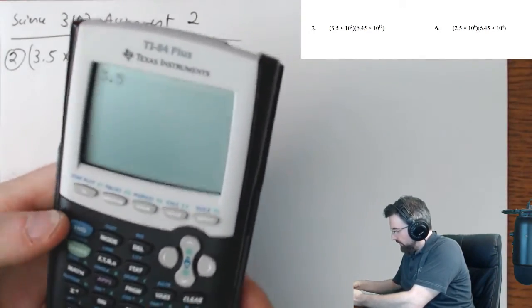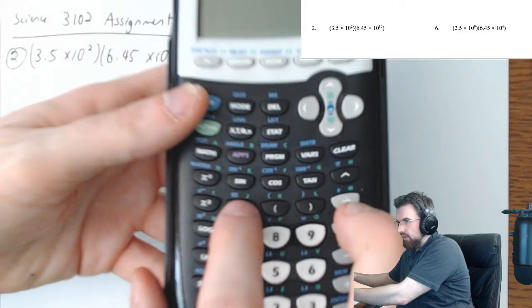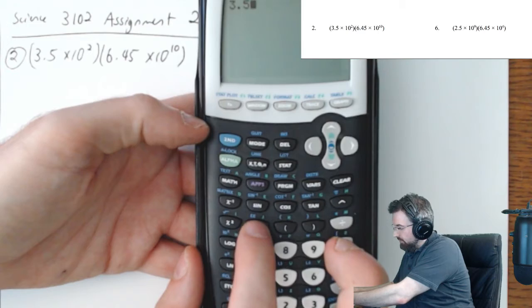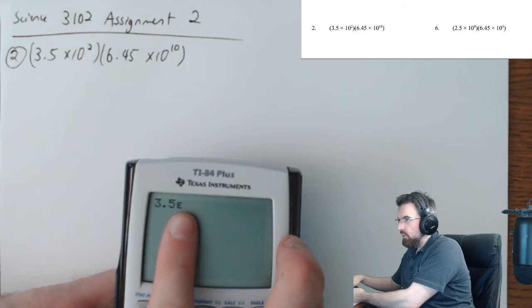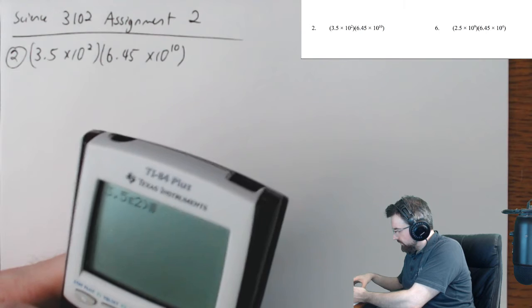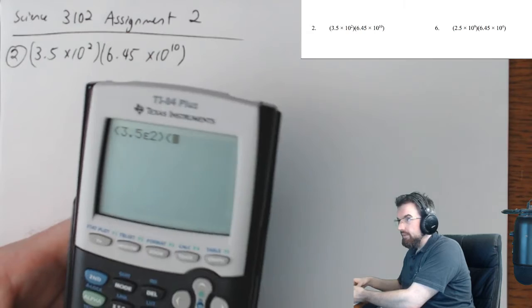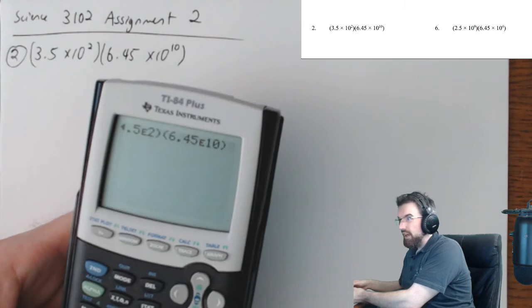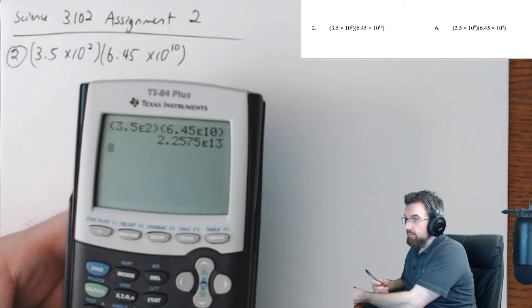So if I do 3.5, now on my calculator, there is this, oh, you can't quite see because of the way the focus is. I've got it manually set so it doesn't keep changing the focus on me. But there's this small capital E. A lot of calculators will use that as shorthand for times 10 to the power of. So this is 3.5 times 10 to the 2. I'll put brackets around it just so it looks the same as the one that we've got here. Multiplied by 6.45 times 10 to the 10. Close that bracket, hit enter, and we end up with this number.